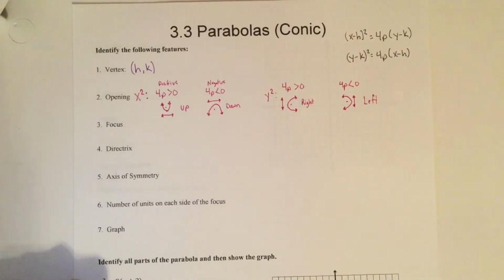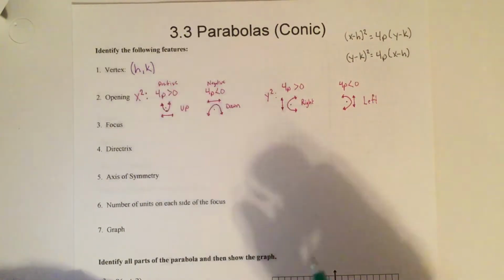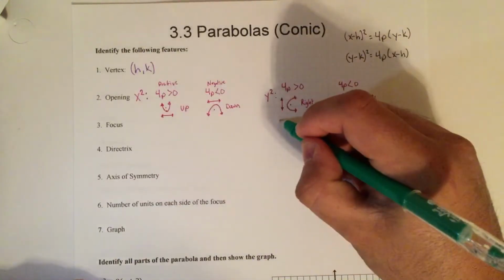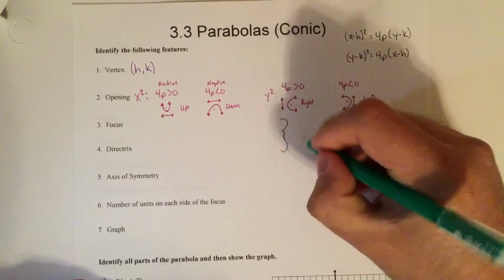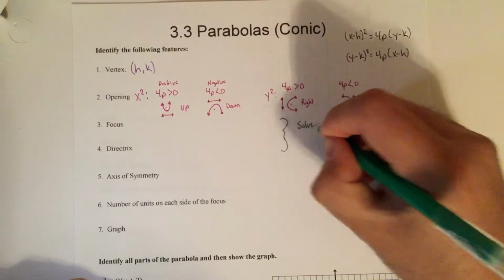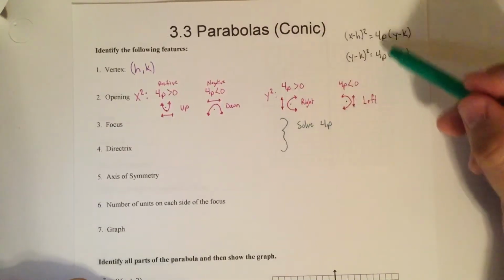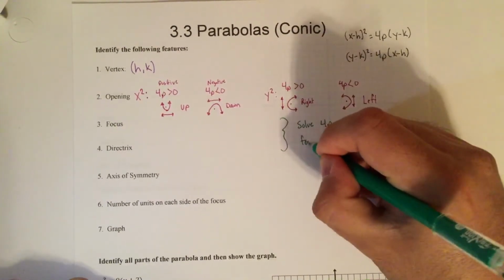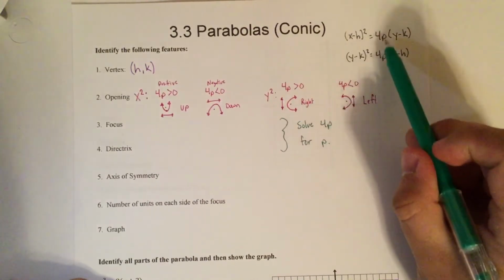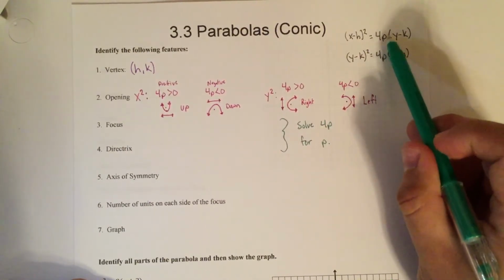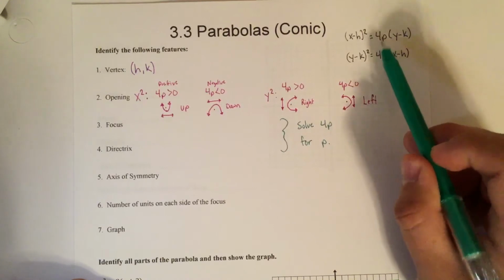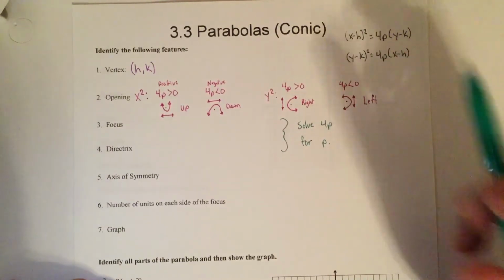Now next we have the focus. For the focus, you're going to do it actually with the directrix. You're going to solve for p, which is right here. There's going to be a value there. Let's say that instead of this 4p, there was the number 8. We're going to say 4p equals 8, and we're going to solve for p by dividing by 4.